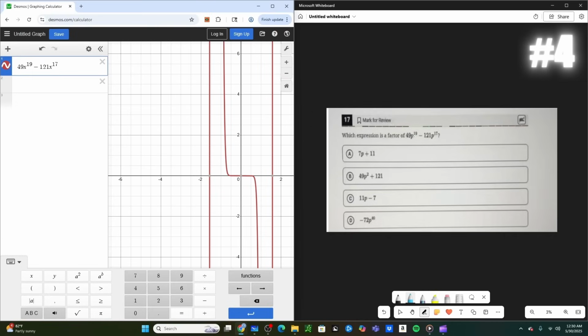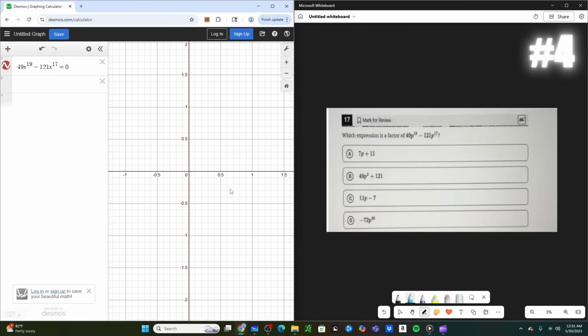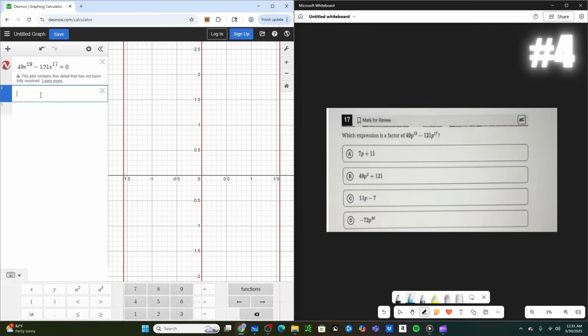So what is the value of x when this equation equals 0? If the solutions of them match up, that's how we know it's a factor. So we have this first one, and we have these three solutions to our equation. Let's see if any of these other ones match up.